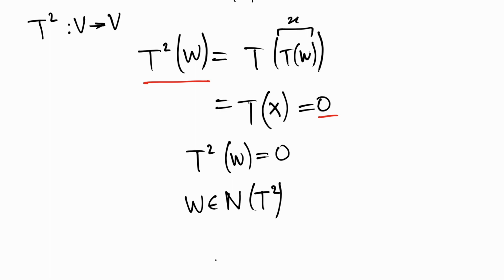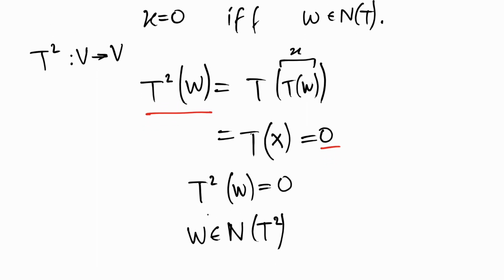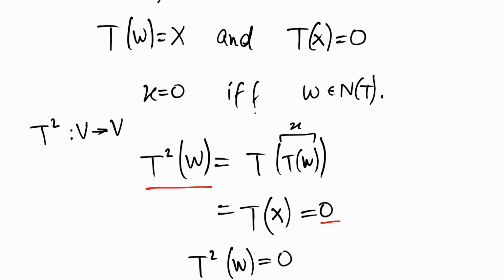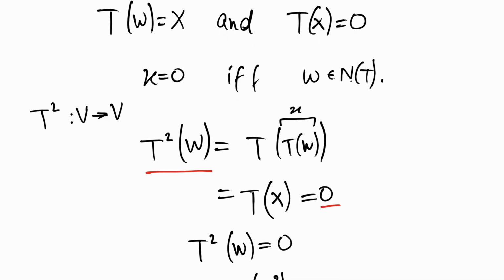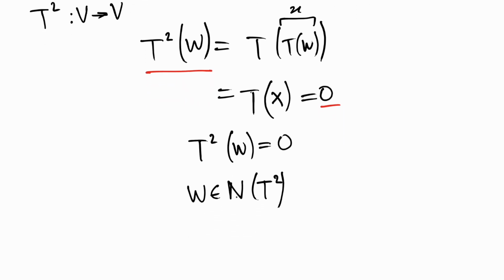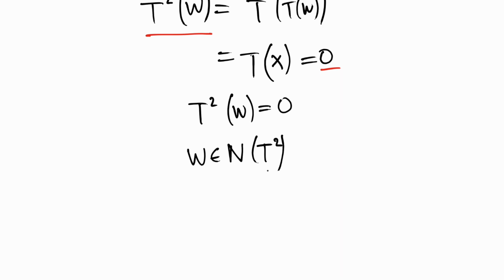Where do we go from here? Well, recall that we wanted to show that X is equal to 0. And showing that X is equal to 0 is the same as showing that W is in the null space of T. We already explained why that is the case. So we've deduced that W is in the null space of T2. Can I use this fact to deduce that W is in the null space of T?